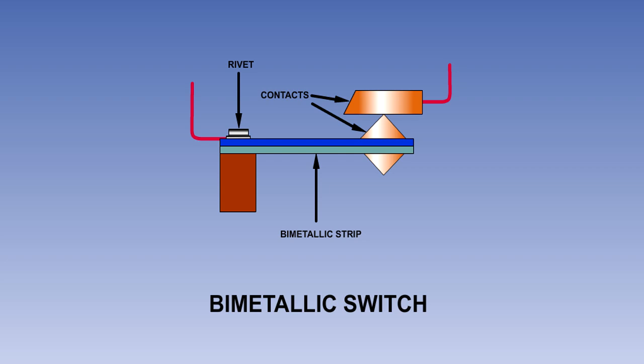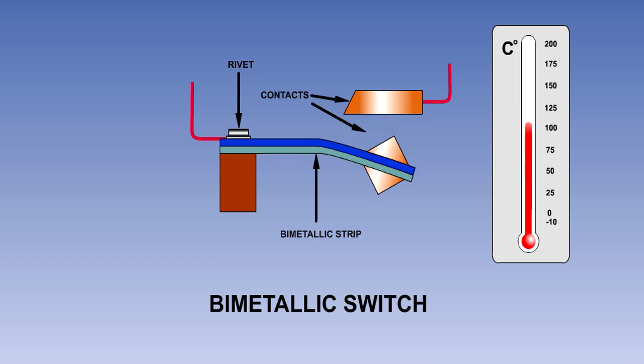At normal temperatures, the strip is straight. In our example shown here, when the strip is straight, its contact is touching a fixed contact. When the switch is heated, the two metals will expand by different amounts, and the bimetallic strip will bend. This causes the contacts to open, breaking the electrical circuit.